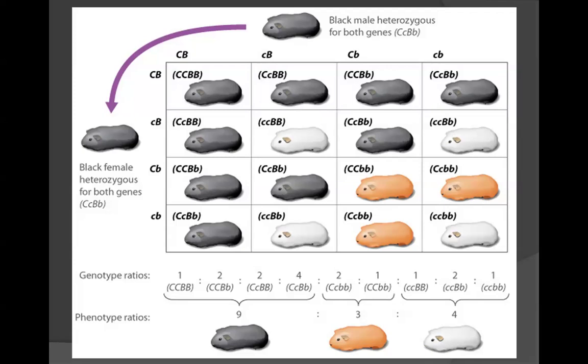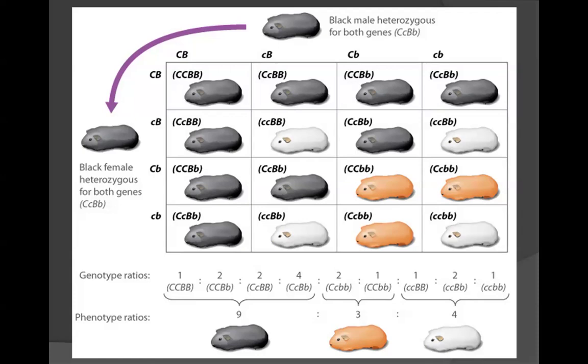Here we've got an example of epistasis. Let's say we're doing a dihybrid cross and we're dealing with two heterozygous individuals, meaning that we've got big C, little c, big B, little b for our guinea pig alleles. We are also crossing this male with a female of a similar genotype.